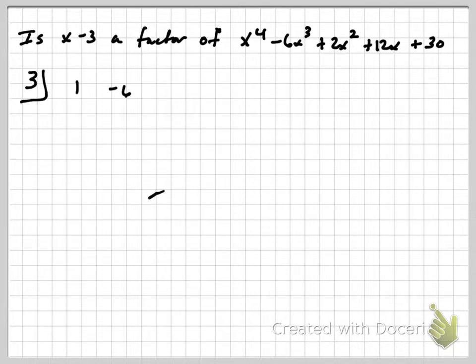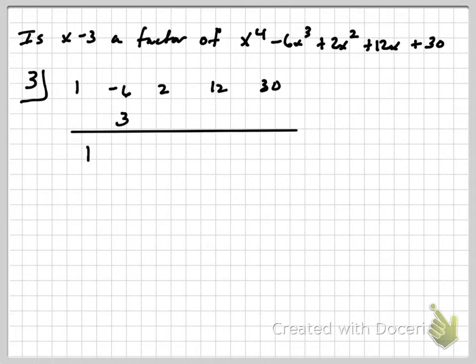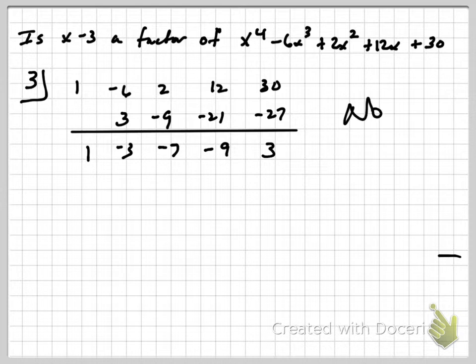1, negative 6, 2, 12, 30. A nice straight line. Get a 1 here, multiply, get a 3. 3 times a negative 3 is a negative 9. Add those and get a negative 7. Negative 21, add those, and I get, let's see, that looks to me to be a negative 9. Multiply this by a negative 27, and I get a 3 left over. So is x minus 3 a factor? And the answer is no, because you got something other than a 0 for that.